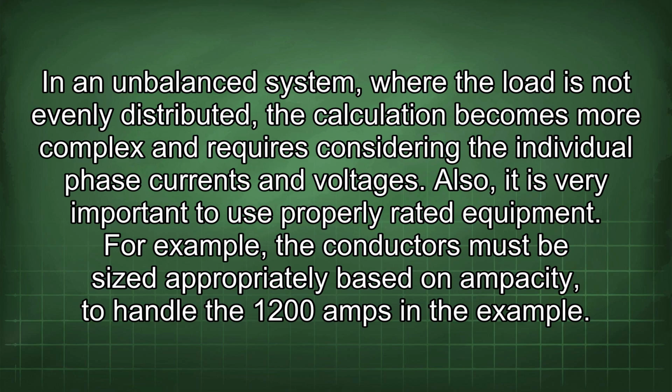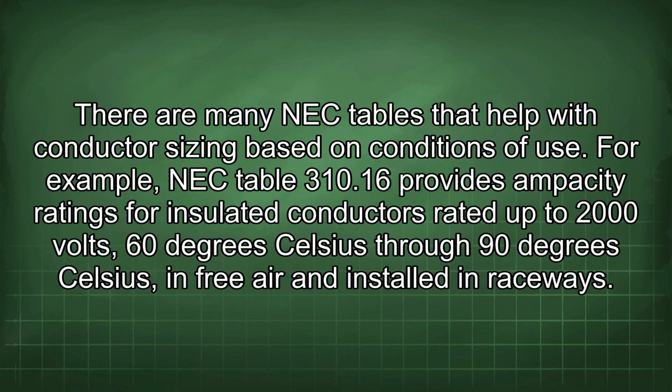Also, it is very important to use properly rated equipment. For example, the conductors must be sized appropriately based on ampacity to handle the 1200 amps in the example. There are many NEC tables that help with conductor sizing based on conditions of use. For example, NEC Table 310.16 provides ampacity ratings for insulated conductors rated up to 2000 volts, 60 degrees Celsius through 90 degrees Celsius, in free air and installed in raceways.